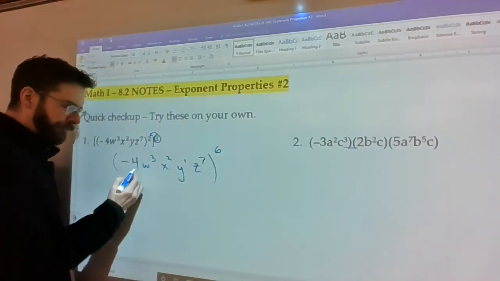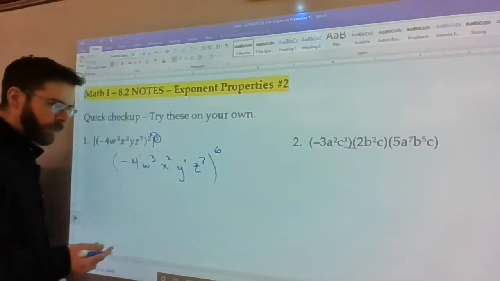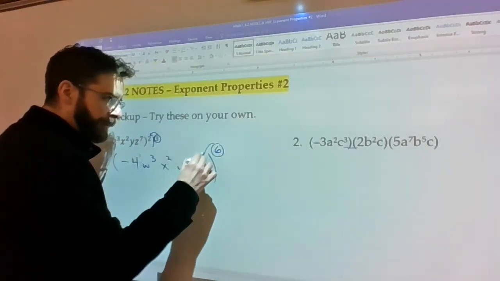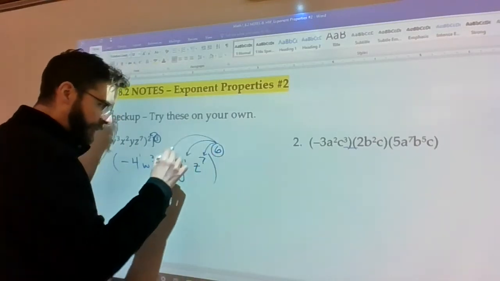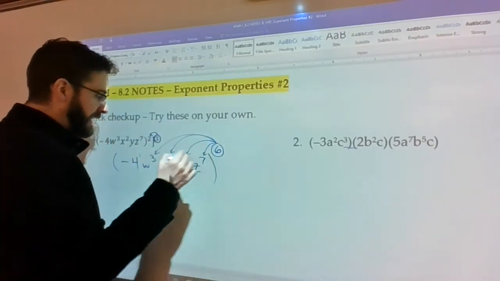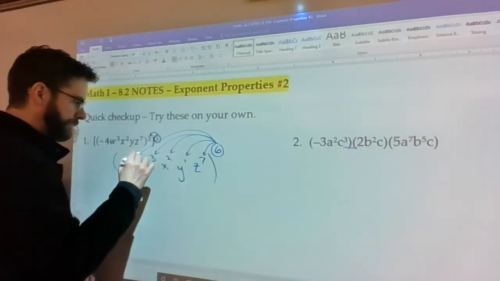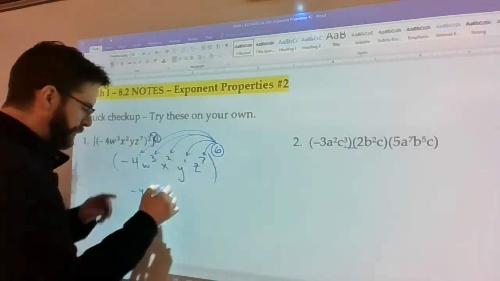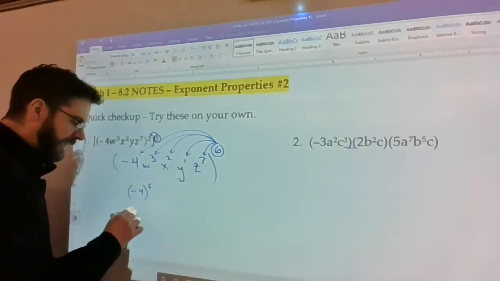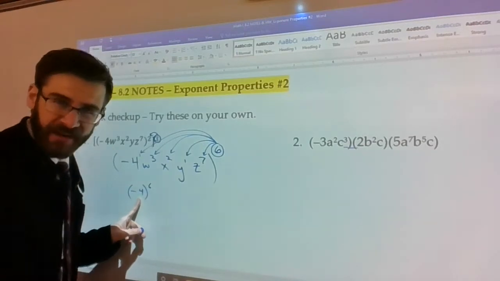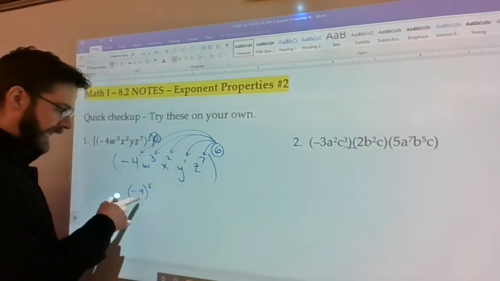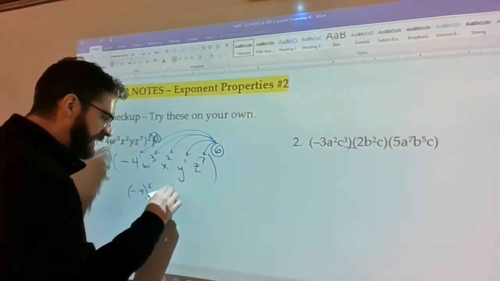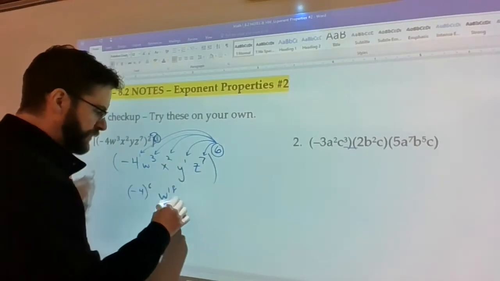Now, technically, negative 4 is given a little exponent as well. We're going to put a little 1 right there. And then this 6 is going to be distributed to every single exponent in this expression, even the 1 on the negative 4. Okay? So it's going to be negative 4 to the 1 times 6 power. In fact, we put parentheses around any negative expression because the calculator gets kind of wonky when it tries to compute negative numbers taken to exponents. W is going to be to the 3 times 6, 18. X is going to be to the 2 times 6, which is 12.